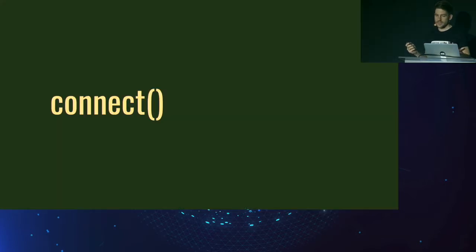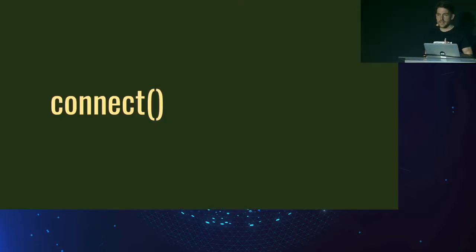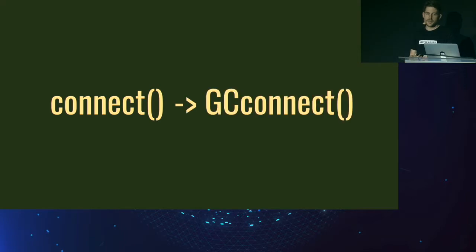So let's go back into how Redux works. Let me go one step back. In order to implement this, we need to know at any given point in time when we want to garbage collect, what are the selector functions? What are the references out there? Because these references, according to the algorithms, give us the key to remove all this data. So we looked at how Redux connects your components, and we built our own connect function, which is garbage collect connect.